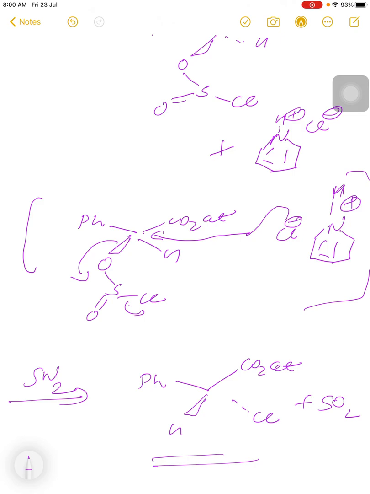That is, it will lead to an inversion of configuration, as in an SN2 reaction, and it is called Darzens' procedure. Here the nucleophile will attack from the back side, so that the leaving group departs. I think that is enough for now.